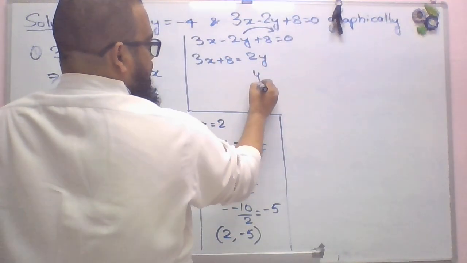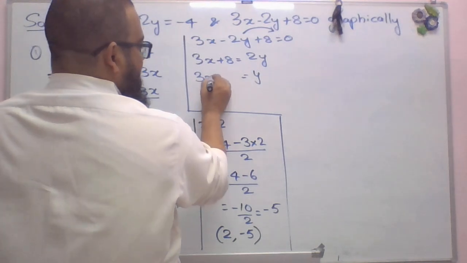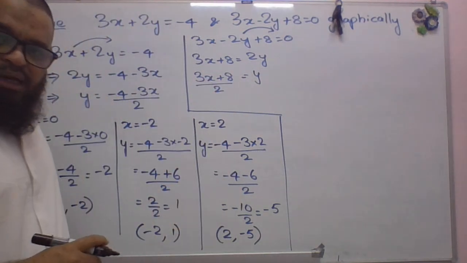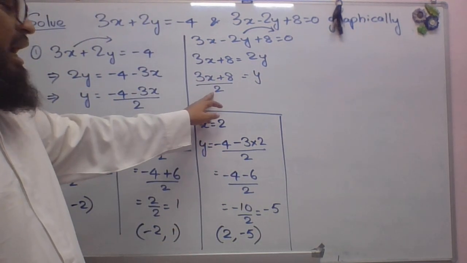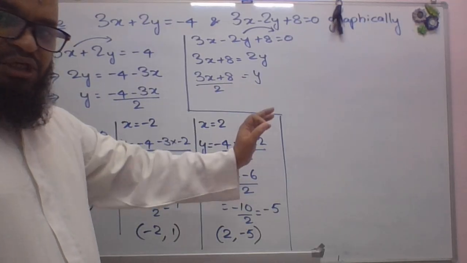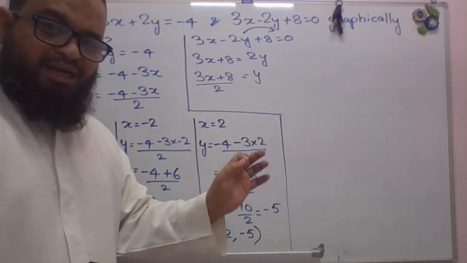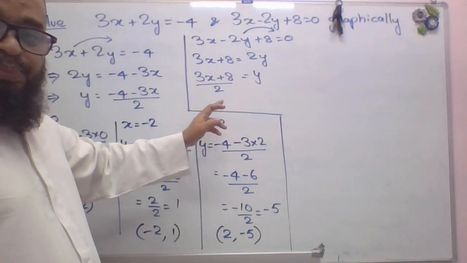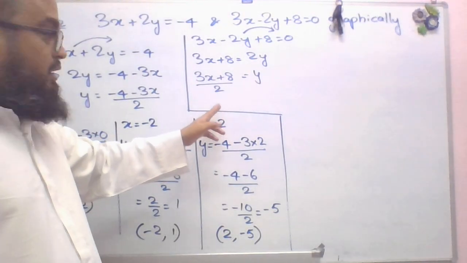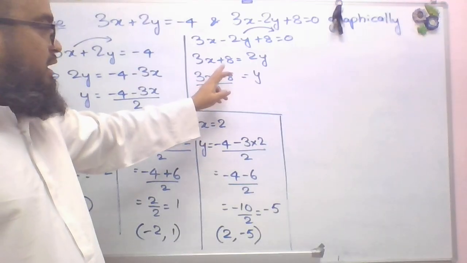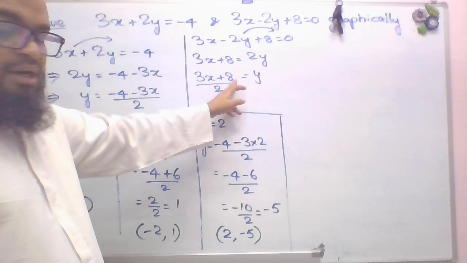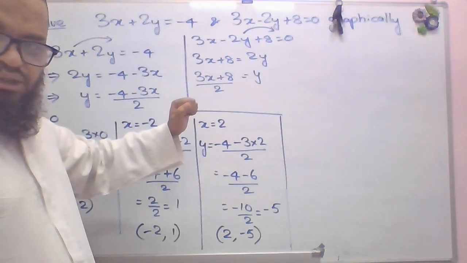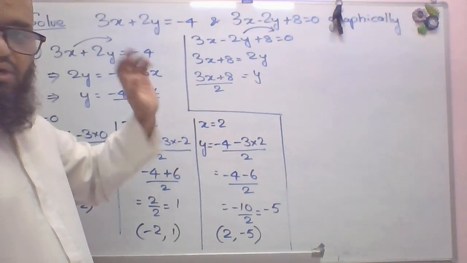And now transpose 2, what will happen? y equals 3x plus 8 divided by 2. So here also it is the same. If you want to get y as an integer, the numerator should be an even number. Already you have an even number over here, so you have to add or subtract an even number. Understood or not? So this is the concept.